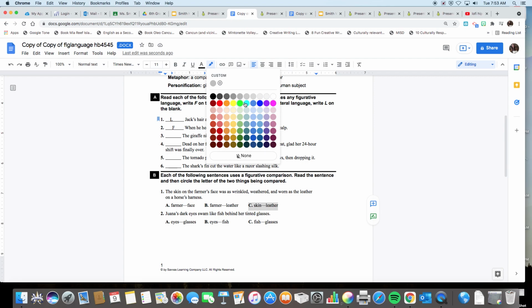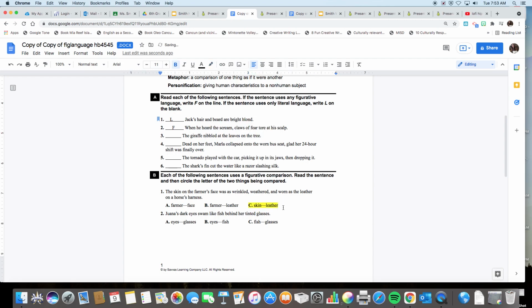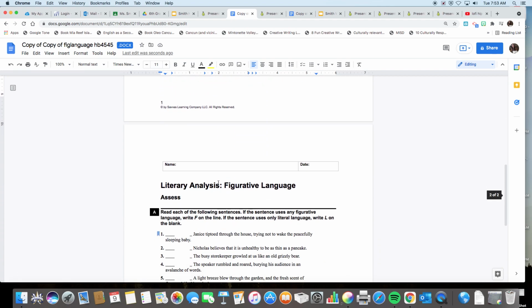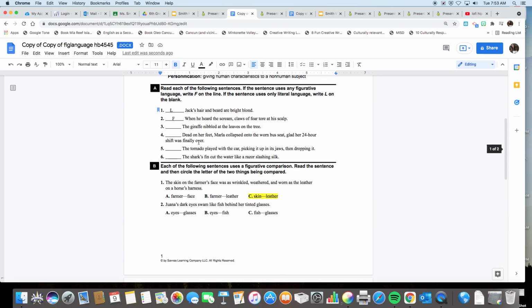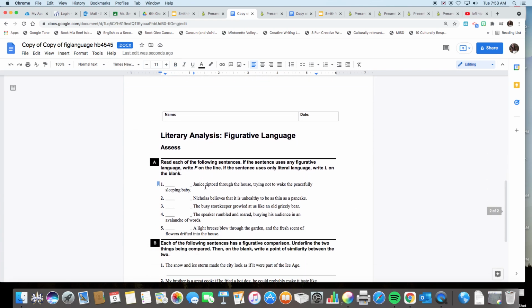To show whatever answer you pick, you can go up here to this little tool and then highlight your answer. Okay, so we have C. You're gonna do number 2 on your own for part B. And then y'all are gonna do the same thing. Part A asks you to do the same thing as I just showed you up here, okay, on this page.